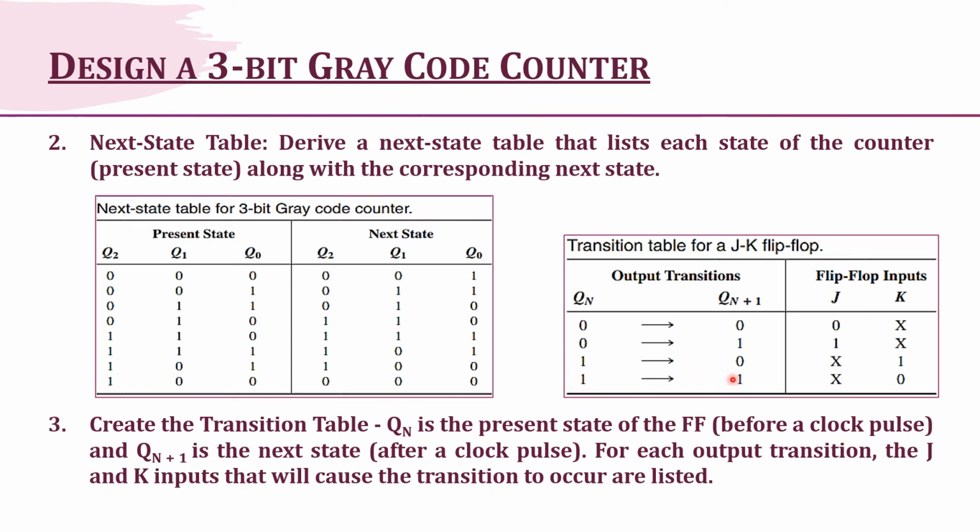Then let's look into the last transition, that is the 1 to 1 transition. That means there is no change in the state or the flip-flop should be in the set state. So what about the JK values? No change in the state means it can be either the 0 0 state or the set state, that is the 1 0 state. So J can take either 0 or 1, but K should always be 0. So this is the transition table for a JK flip-flop.